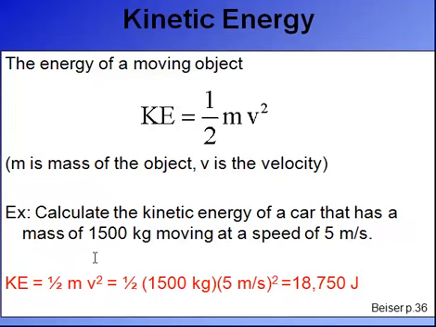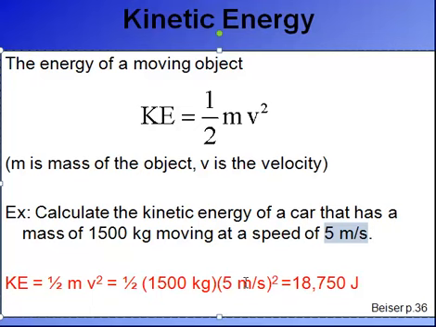So here's an example. Calculate the kinetic energy of a car that has a mass of 1,500 kilograms. It's moving at a speed of 5 meters per second. We're reading the numbers right there, 1,500 kilograms. That's the mass. So I write that down. M equals 1,500 kilograms. Over here, the speed, the V, 5 meters per second. So I've got that number. I just slip them into the formula here and punch it up. 18,750 joules.